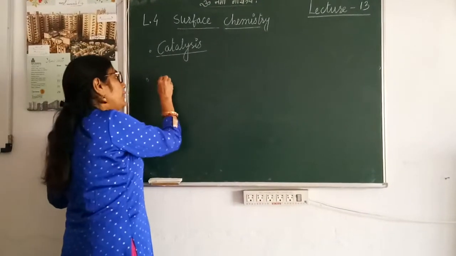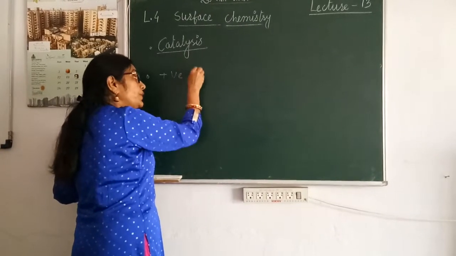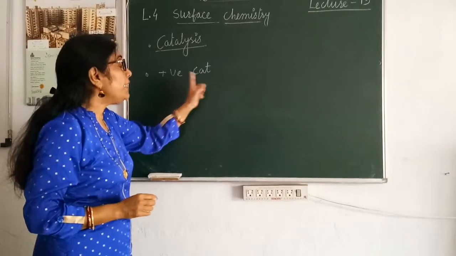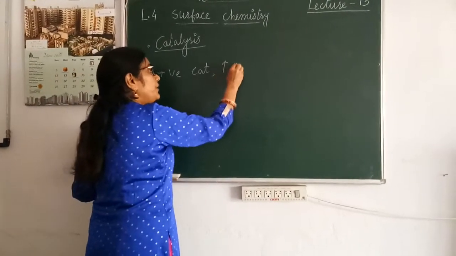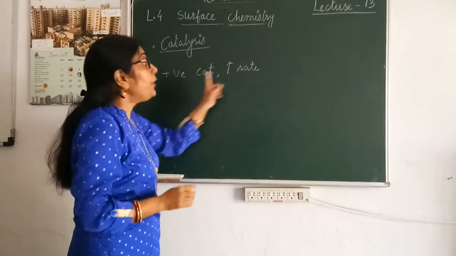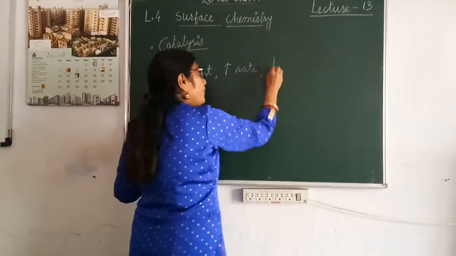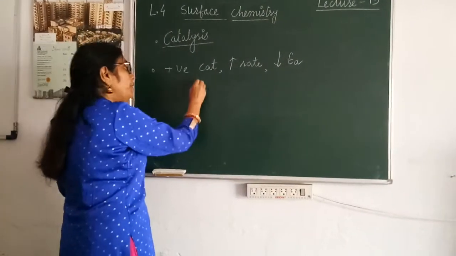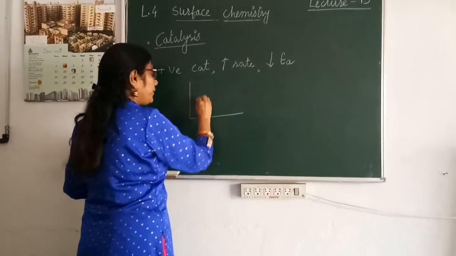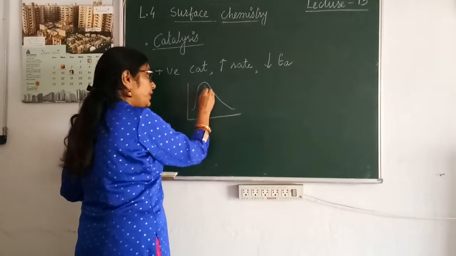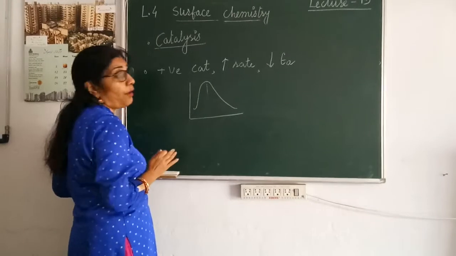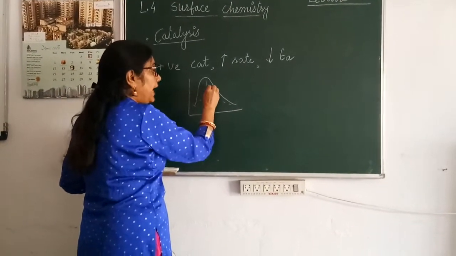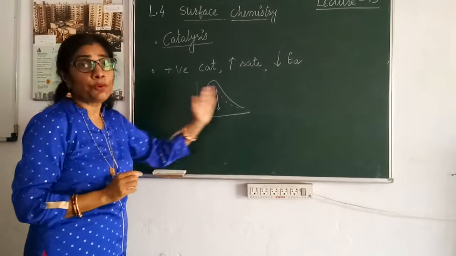So most importantly, a catalyst can be positive or negative. As the name itself suggests, a positive catalyst means it will increase the rate of reaction. Why will it increase the rate of reaction? Because a positive catalyst decreases the activation energy. We have discussed in chemical kinetics that suppose this is the activation energy in absence of a catalyst, and if we use a positive catalyst, you can see here the activation energy gets lowered and therefore the rate of reaction becomes faster.